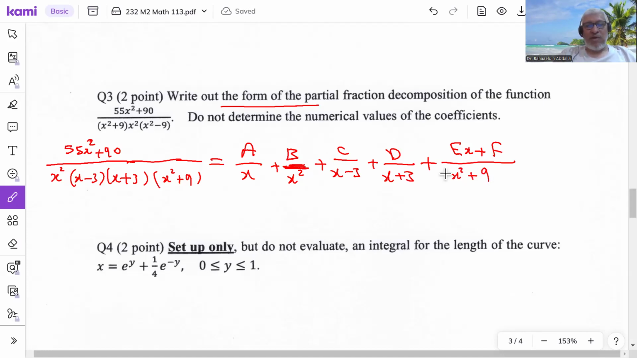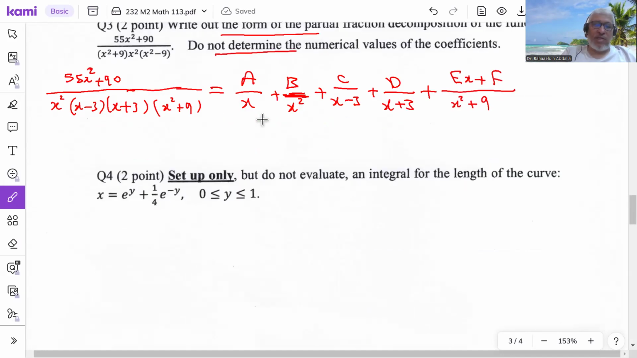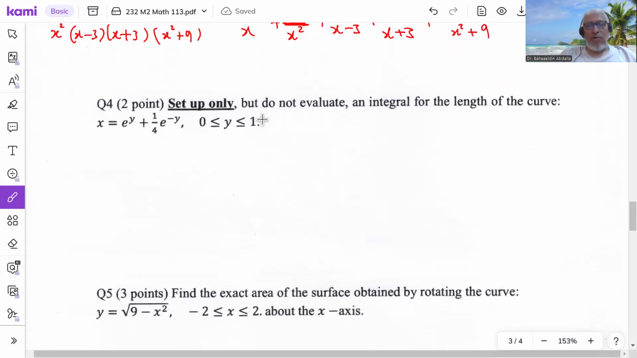And this is, in fact, the partial fraction decomposition. Now, the numerator is important if we need to find the numerical values of all of these constants. But he said do not determine, so that's the answer. Set up only, do not evaluate an integral for the length of the curve.